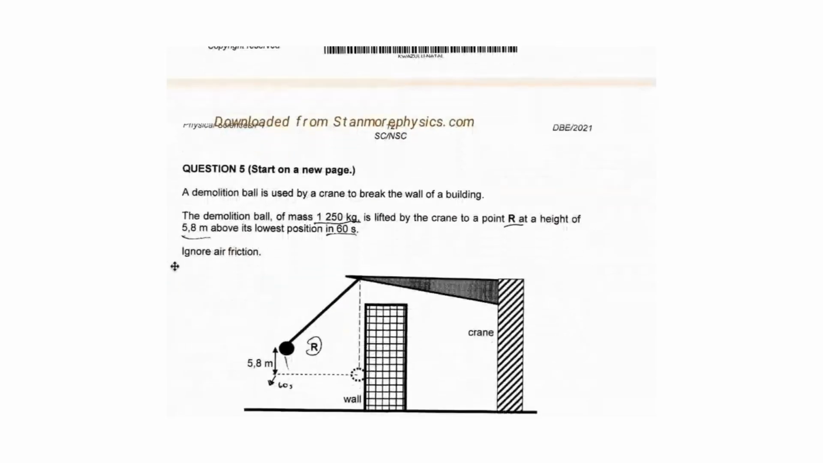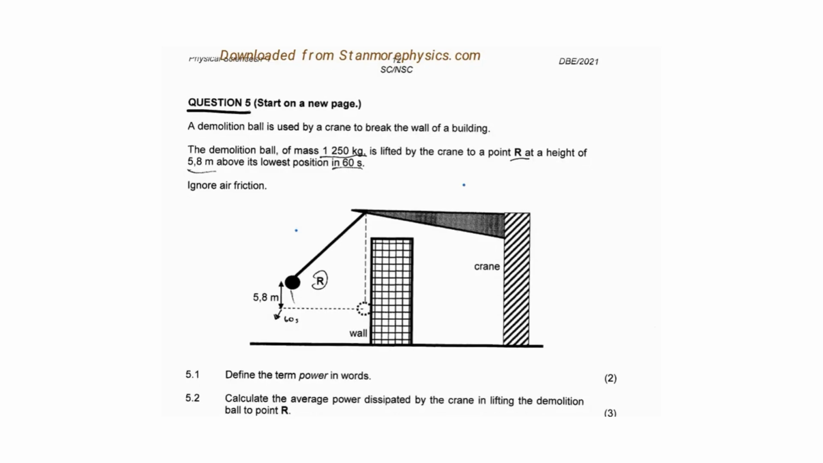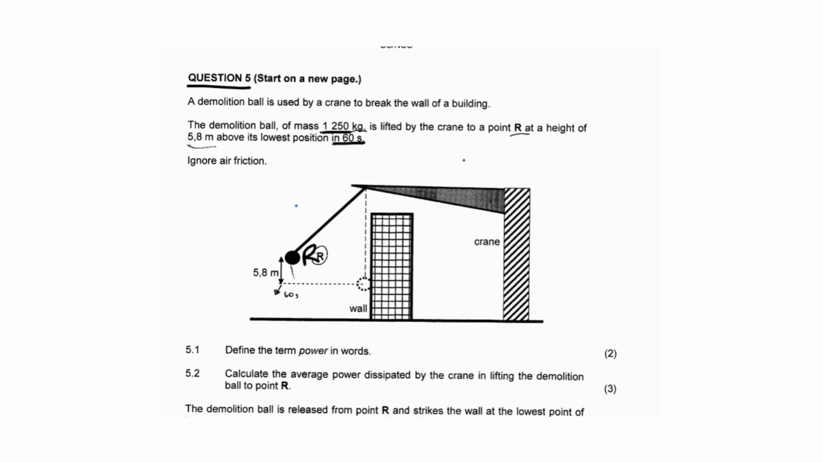And the next thing that we have is question 5. For question 5, we have a demolition ball used by a crane to break the wall of a building, as seen on the diagram. So the demolition ball has the mass of 1,250 kg, is lifted by the crane to a point R. So point R is there at the height of 5.8 meters above its lowest position in 60 seconds. Ignore air friction. So we do have the diagram where we can see the crane, and we can see that it has lifted this demolition ball.